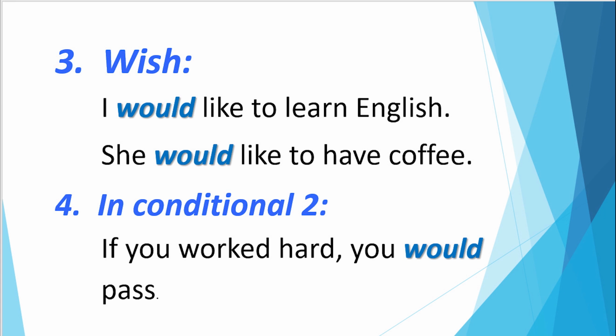The other function of would is in the conditional type two form of sentence. Let's have a look at this. If you worked hard, you would pass. It's an improbable condition. If you worked hard, we are talking about a past condition. Now you would pass. It would be possible for you to pass. So we use it for conditionals.